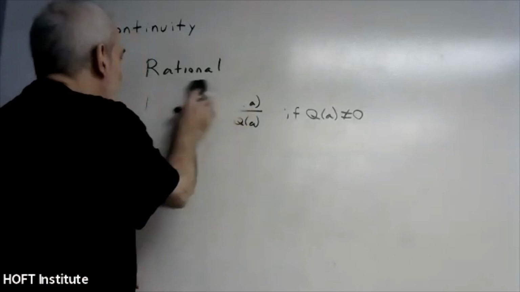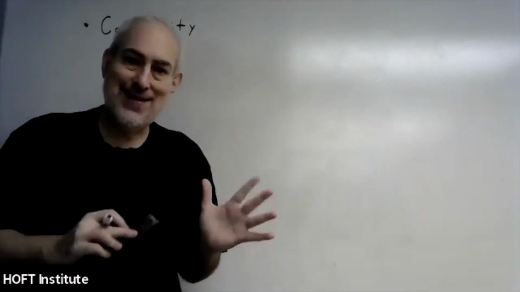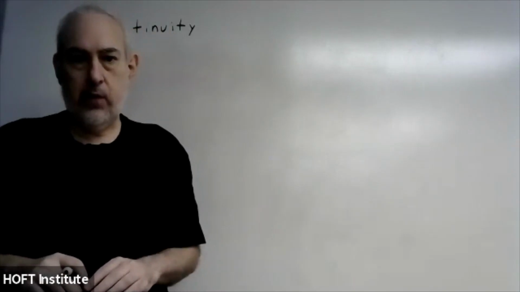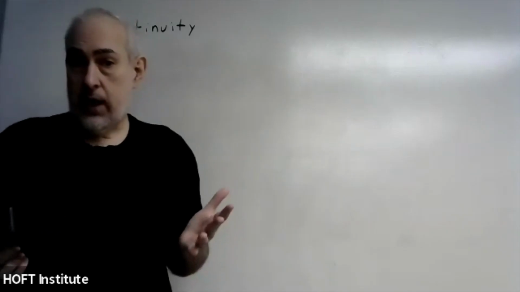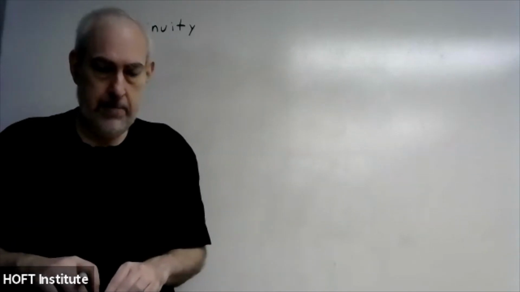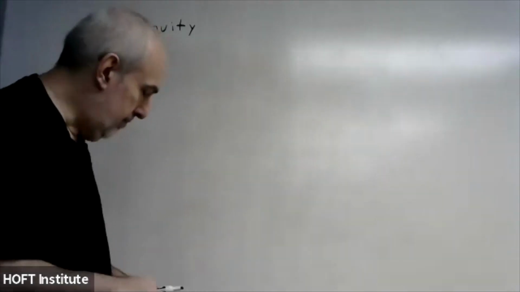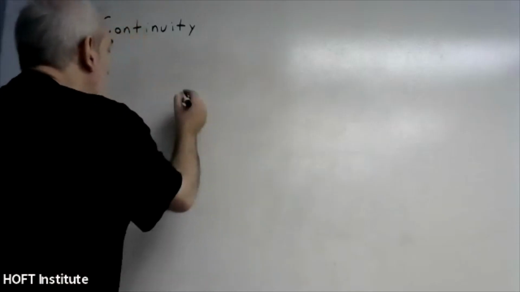Okay, next I'd like to talk about the three different types of discontinuities. So that's going to be when a function is not continuous. Why is it not continuous? And what does it look like on a graph? Okay, now we've already talked about one of them, and that was a removable discontinuity.